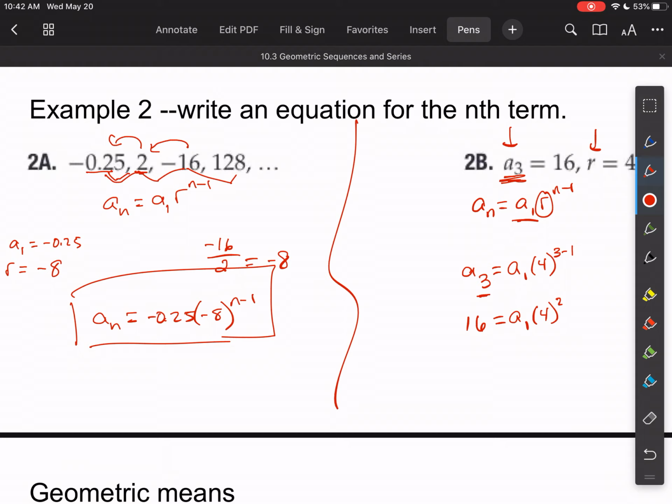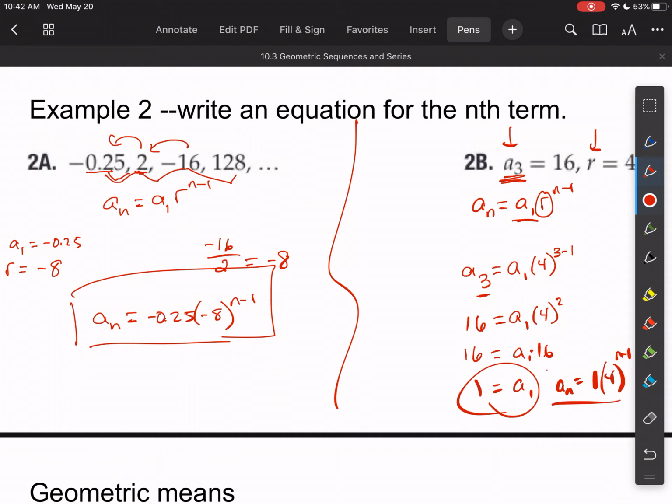All right, so if I simplify that a little bit, I get 16 is equal to a1, first term, times 16. To get a1 by itself, I can divide both sides by 16, and I know now that a sub 1 is 1, or the first term in the sequence is 1. Okay, so now that I have that, I can plug in those two pieces and have my formula. So a sub n will be equal to a sub 1, which is 1, multiplied by r, which is 4, all to the n minus 1.